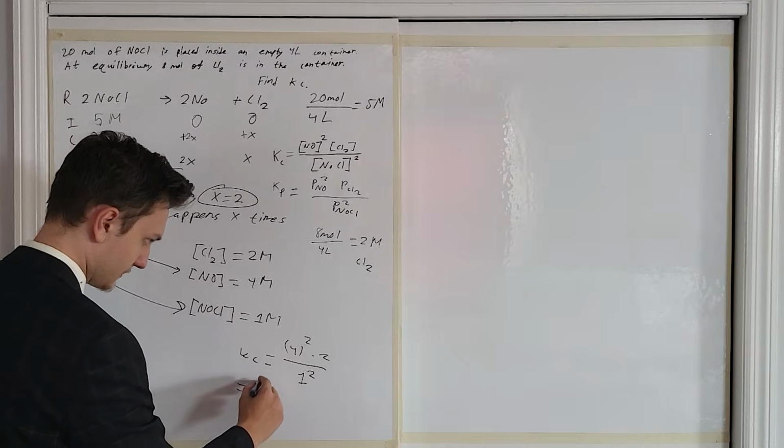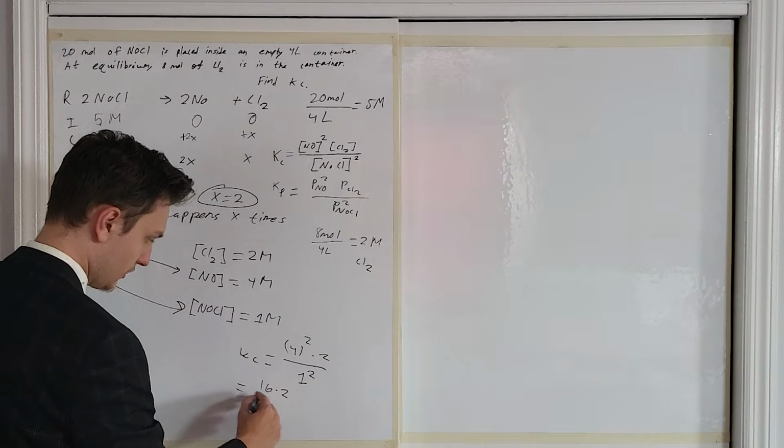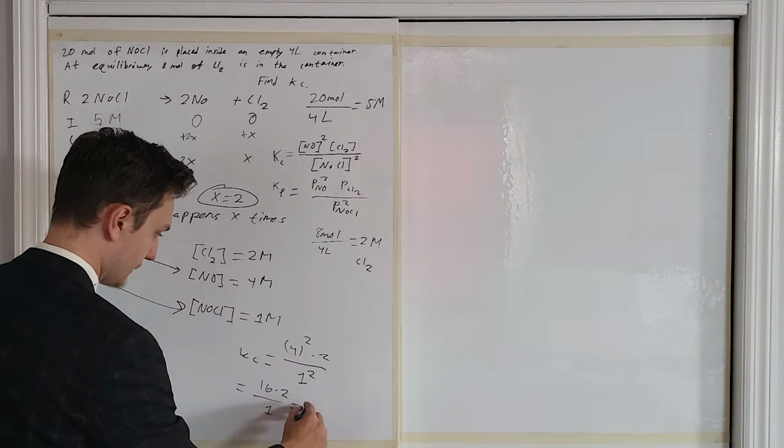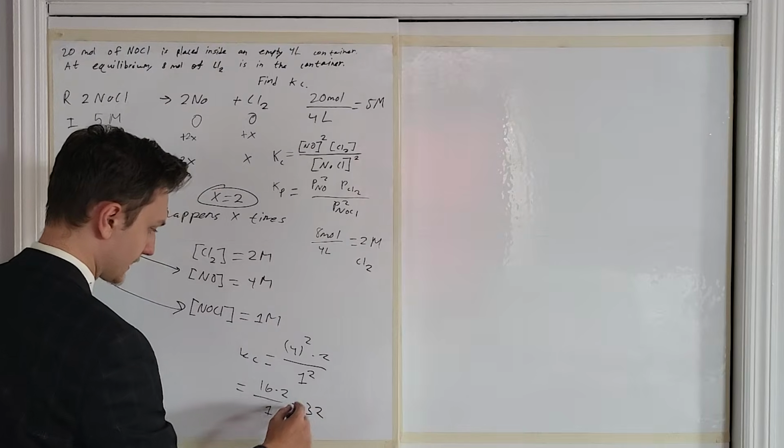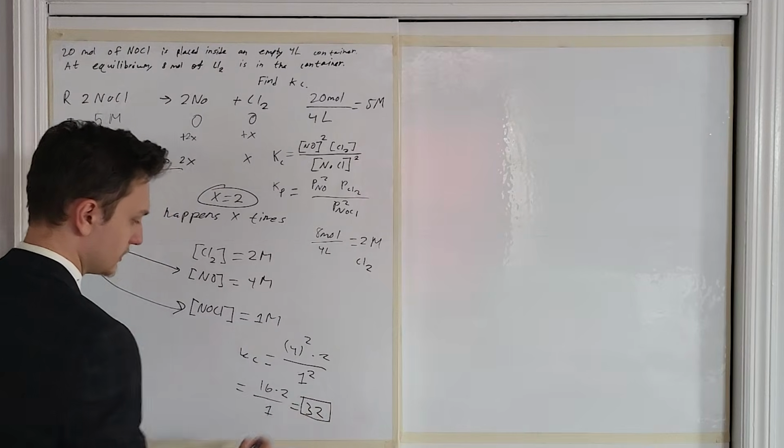So this is going to come out to 16 times 2 all over 1. This is going to come out to 32. So our Kc here is 32.